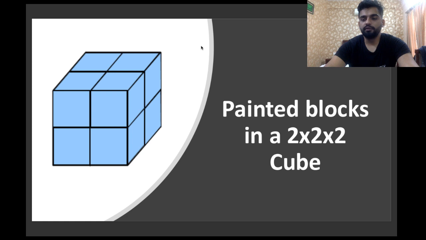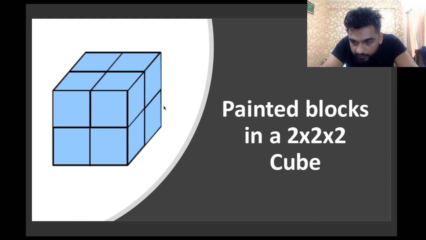Let's talk about cubes now. The kind of questions that will appear will be based on painted cubes. What is a cube, first of all? It's a square in 3D axis. Simple. A cube has same length, breadth, and height.